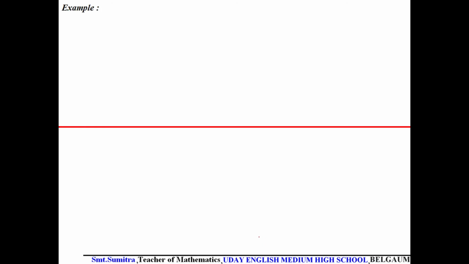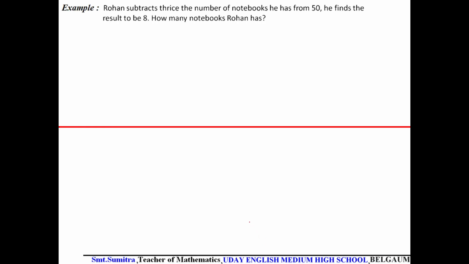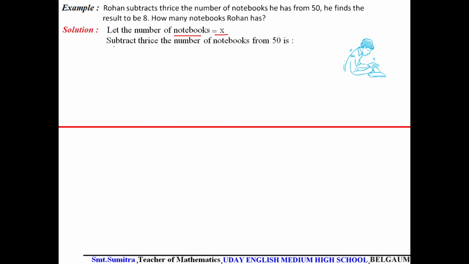Please copy the question. I will answer in detail. Let the number of notebooks be X, unknown number. We have to find X value. Subtract thrice the number of notebooks from 50. From 50 you subtract. That means 50 minus 3 times the X, minus 3x.